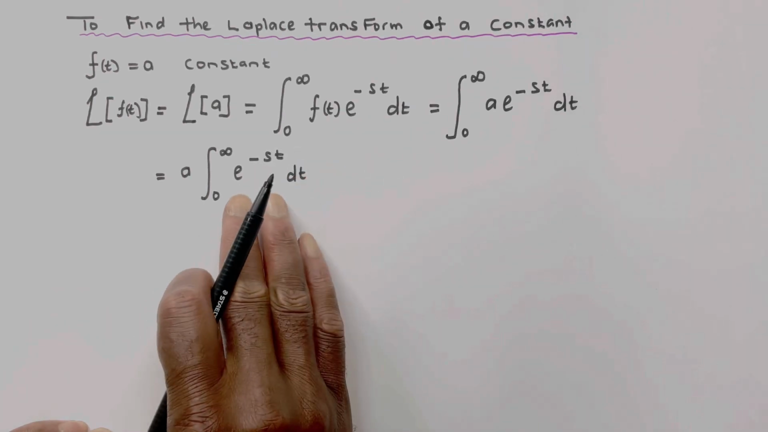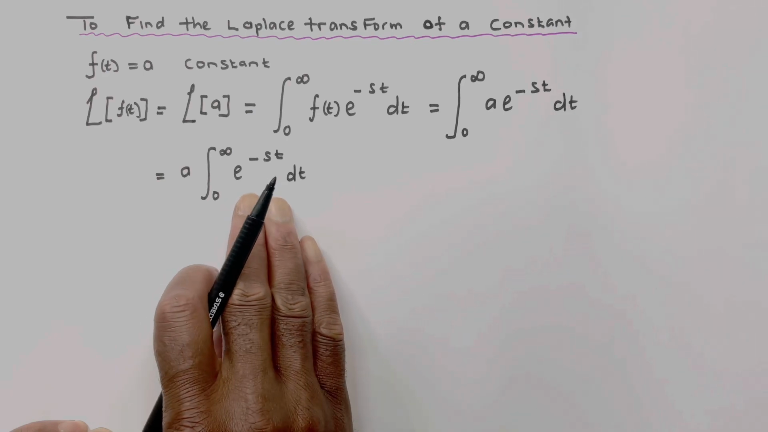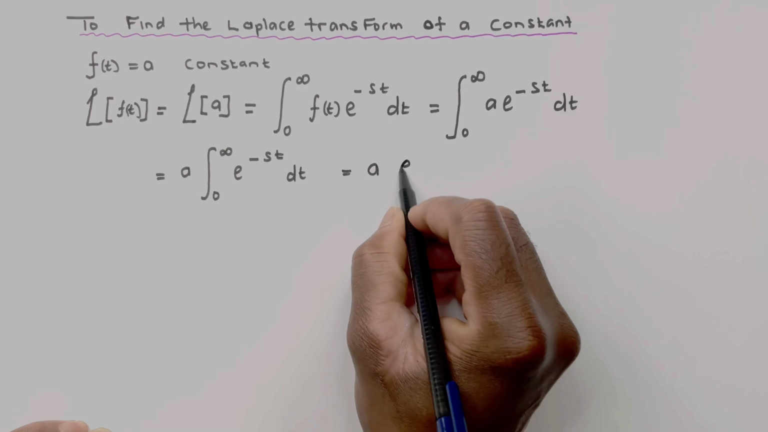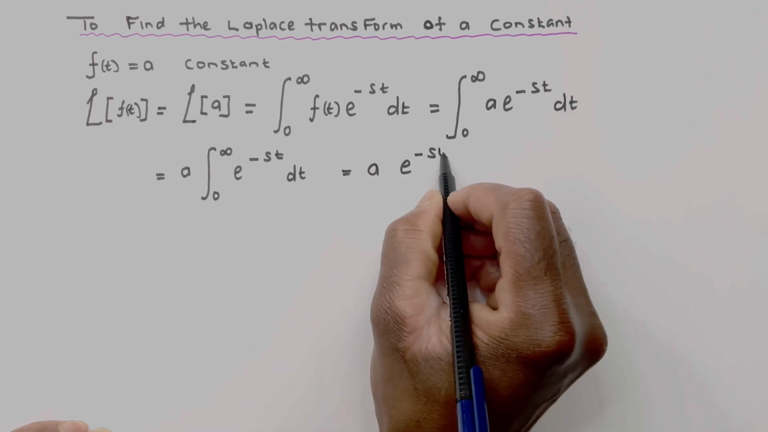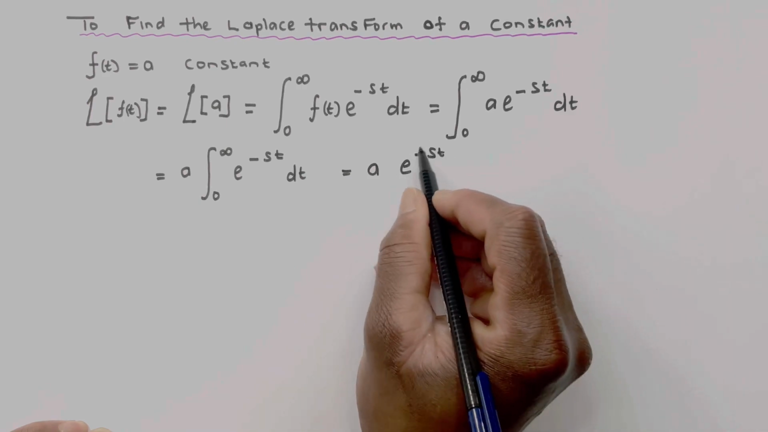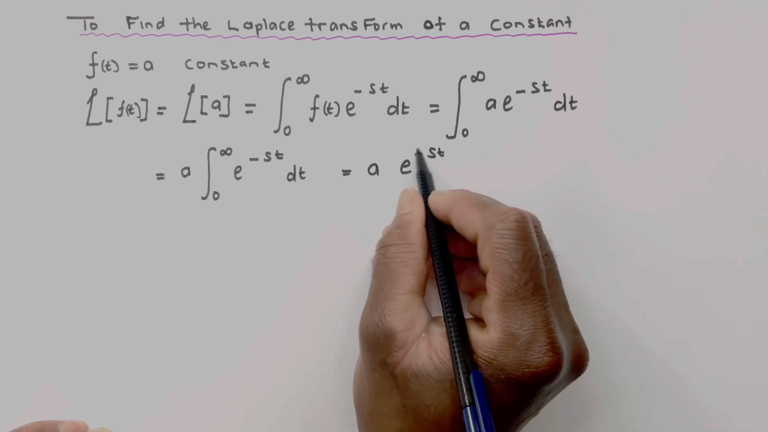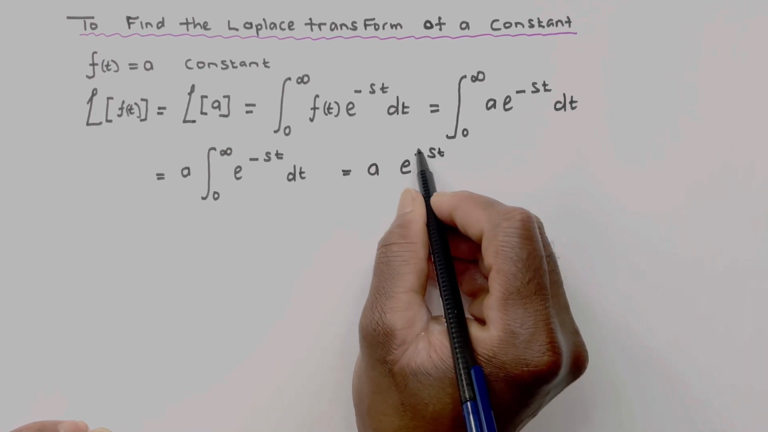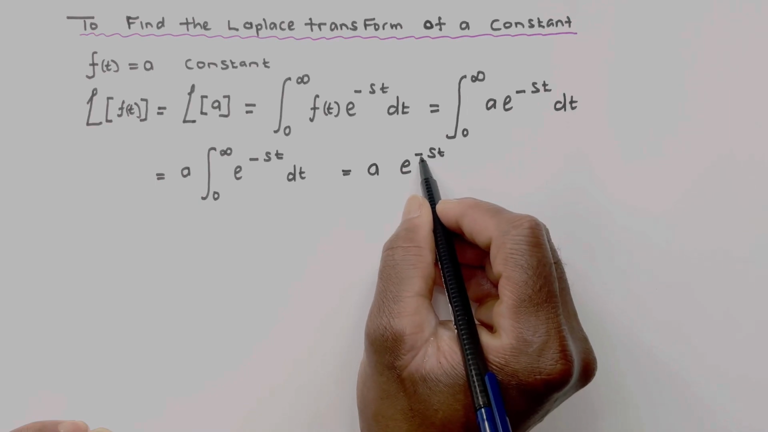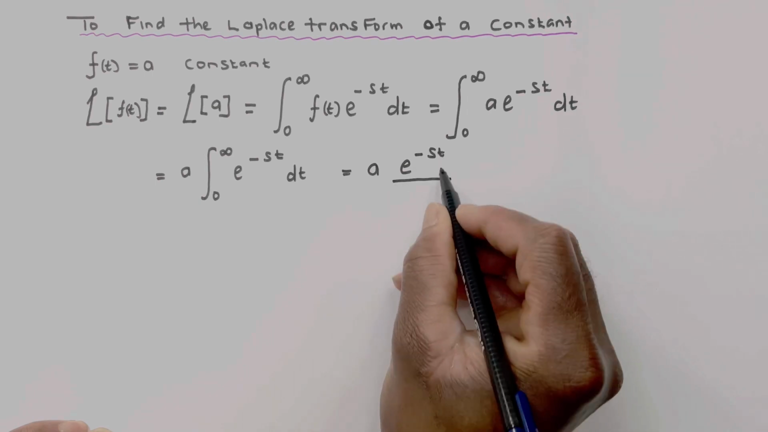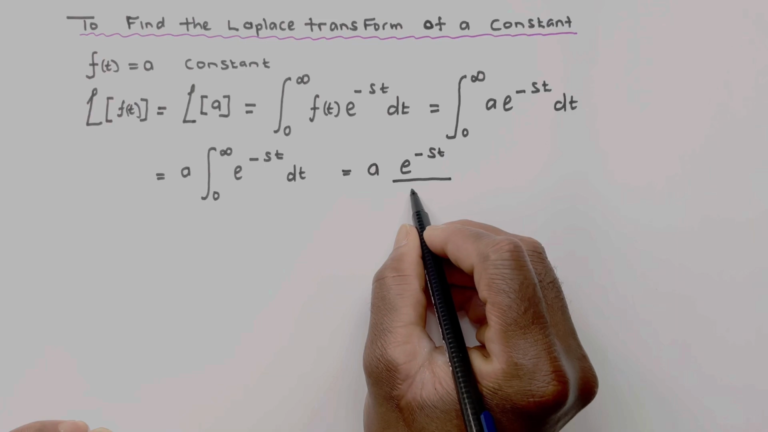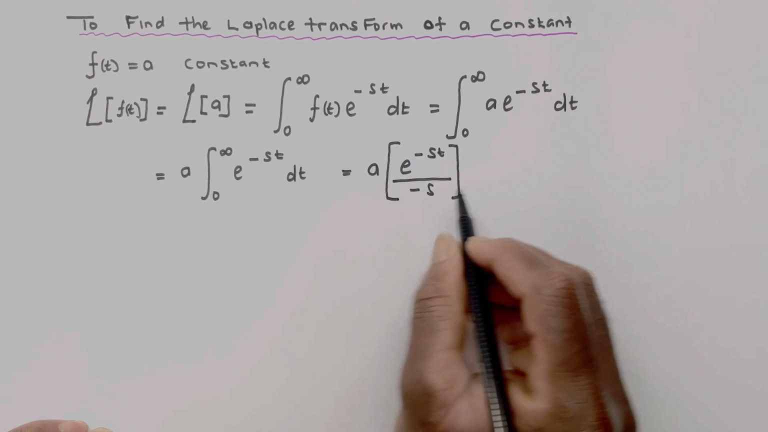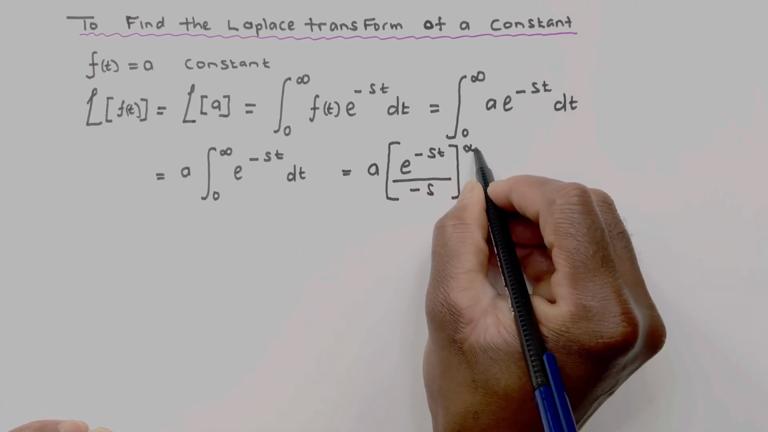And if we integrate an exponential function, we get the exponential function back. So that would be a e to the power of minus st. And then we need to divide it by the differential of the exponent. This is the exponent here. If we differentiate the exponent, we shall get minus s. So we divide it by the differential of the exponent, which is minus s. And we are integrating over the range of 0 to infinity.